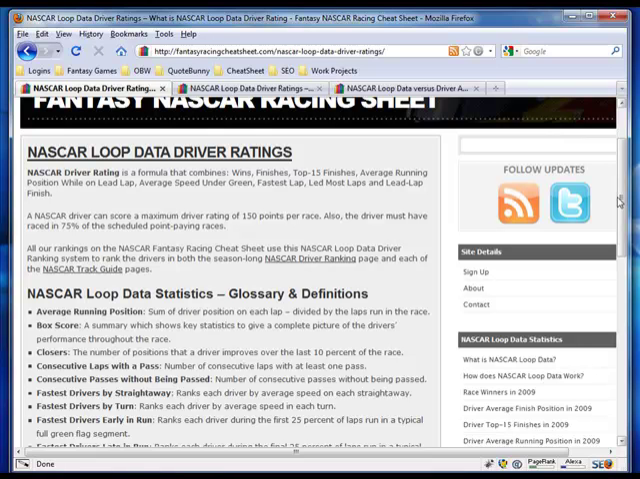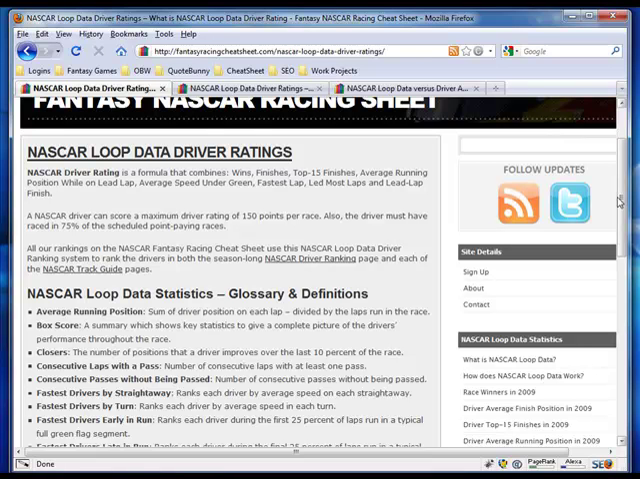What they do, though, is they take a core group of those statistics and they create what they call a driver rating. And that's a really good rating based upon a number of statistics. The other things that I like from loop data is I like to look at where a driver was running, where his average running position was through the race. I like to see what percentage of the race he spent in the top 15.